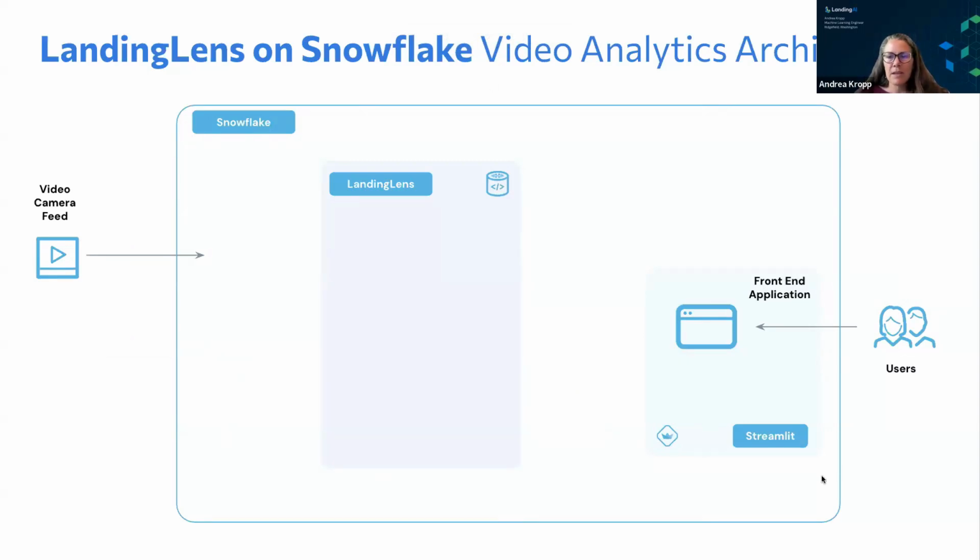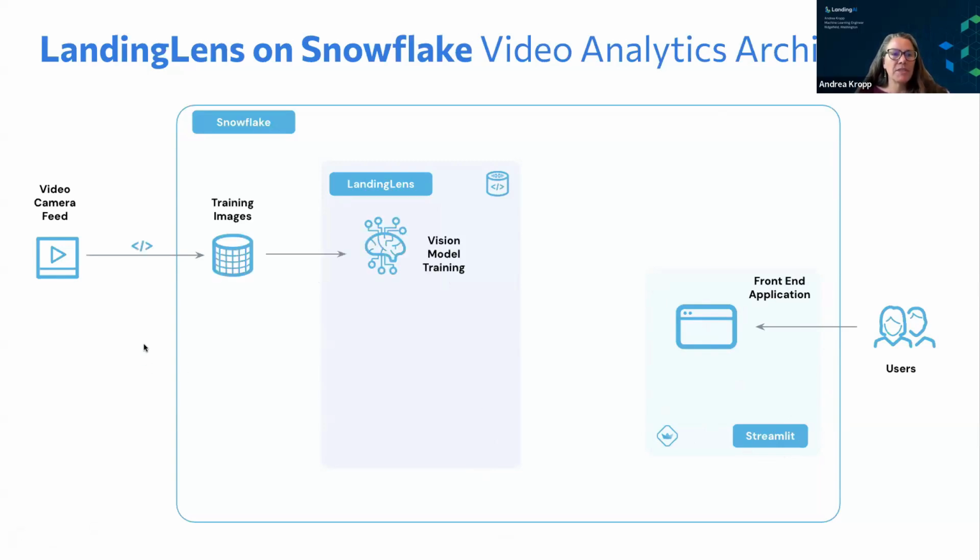So this outer rectangle is Snowflake. This inner rectangle in gray is LandingLens. We do run as a native application fully inside of Snowflake. Today, the front-end experience we're going to work with is created with Snowflake Streamlit, but there are many other options you could use here: Tableau, Power BI, any sort of custom-coded front-end application. Just so happens that we're continuing to use what Snowflake provides.